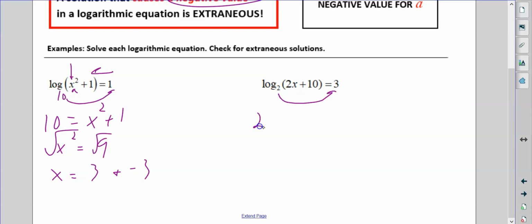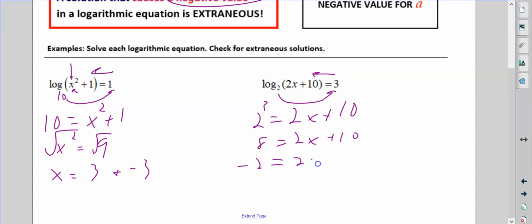2 to the 3. 2 to the third power equals 2x plus 10. 2 to the third power is 8. Plus 10. Subtract 10. We get negative 2. I don't know why I wrote an x. Equals 2x. Excuse me. Divide by 2. X equals negative 1. Evidently I have a frog in my throat.